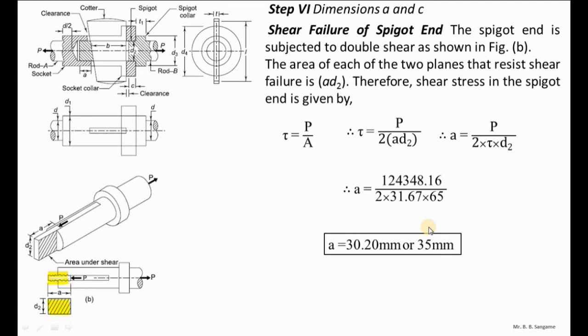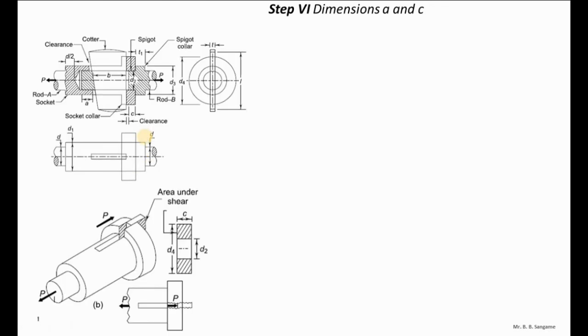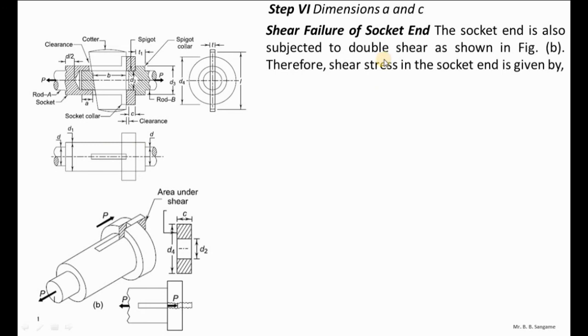Next, let us calculate C. C is the thickness of the collar for the socket. Again we are going to consider the shear failure of the collar of the socket. Here you can see that after the application of force P, there is a possibility of failure of this portion of the socket collar in shear, direct shear failure. So we need to calculate the area.